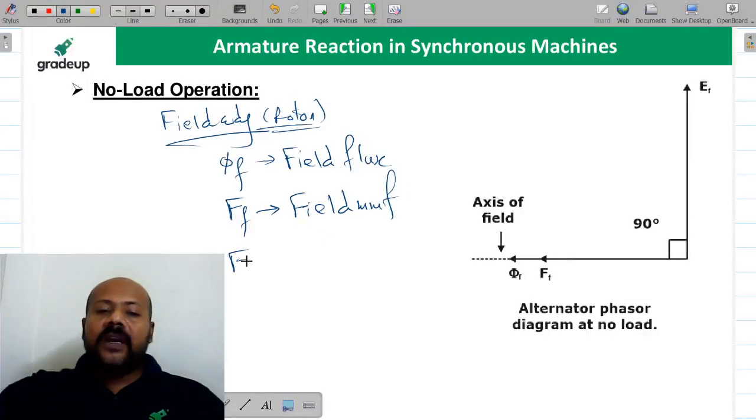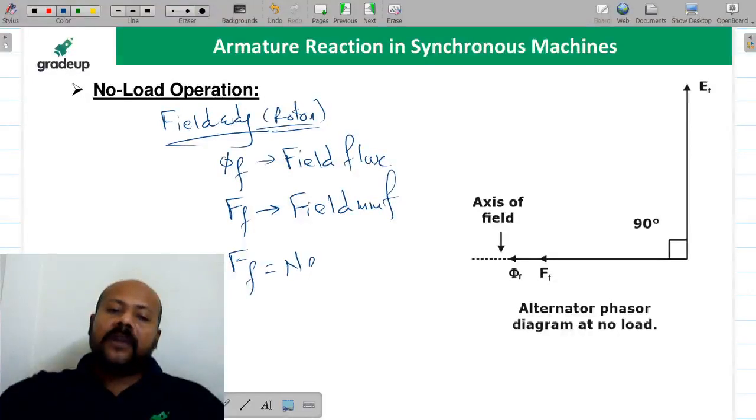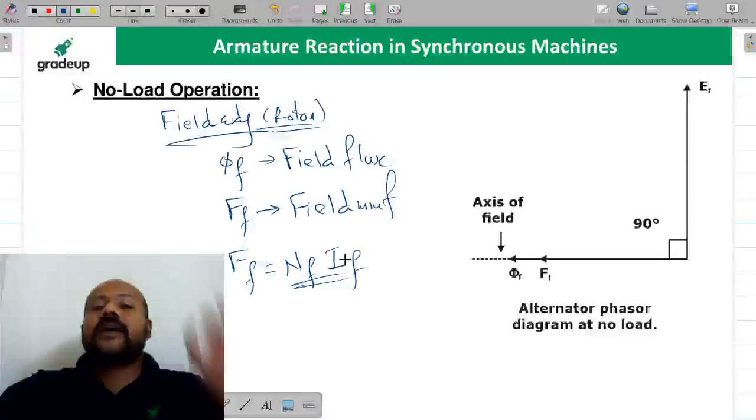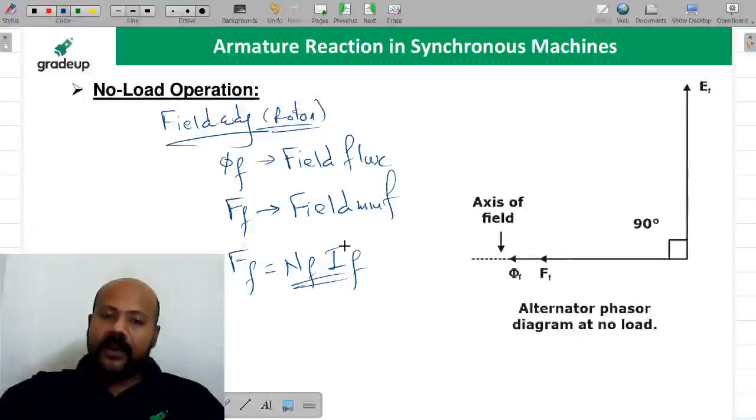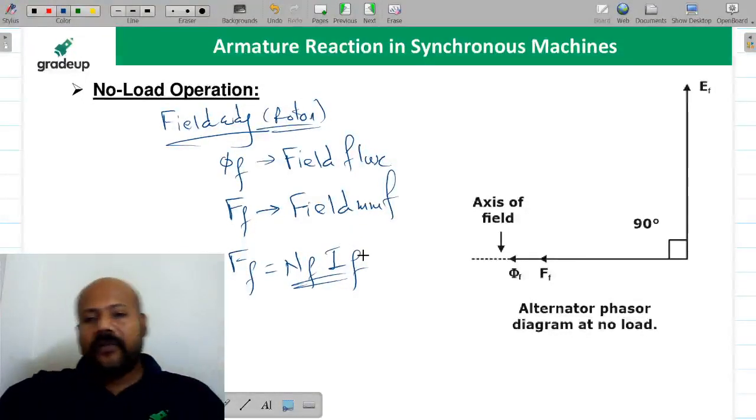What is this field MMF? This field MMF is NfIf: the number of turns of the field winding times the current in the field winding. Yes or no? I hope it is clear to all of you.